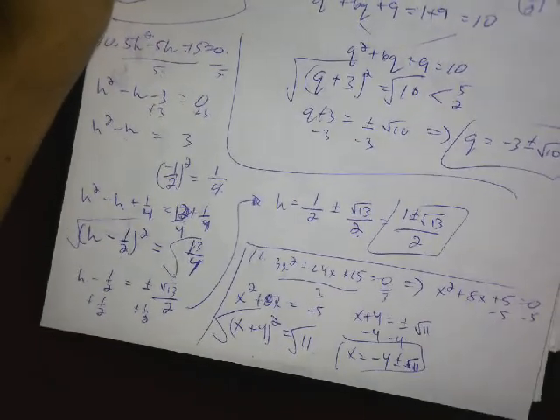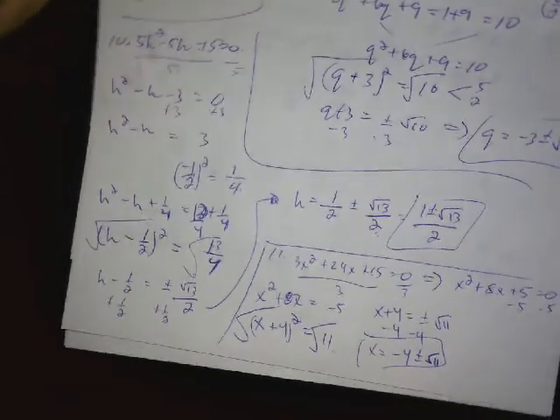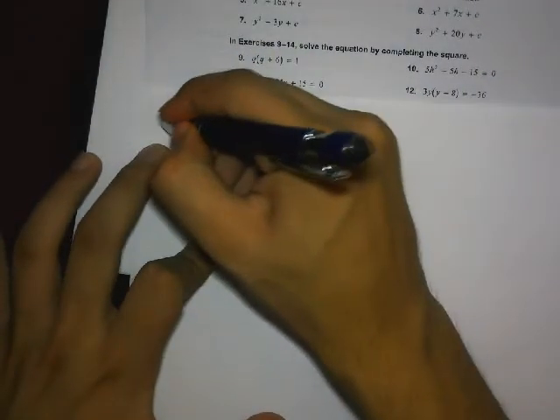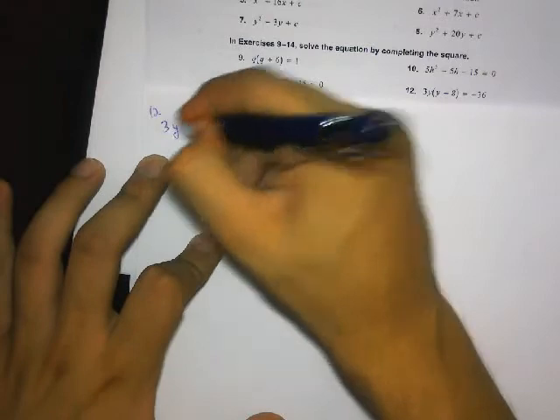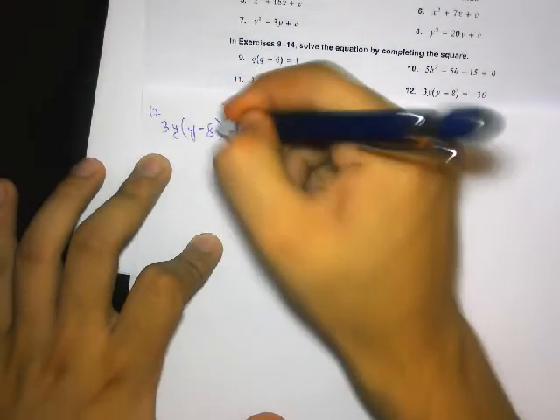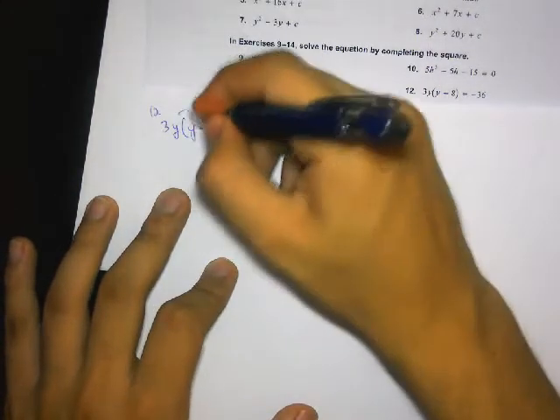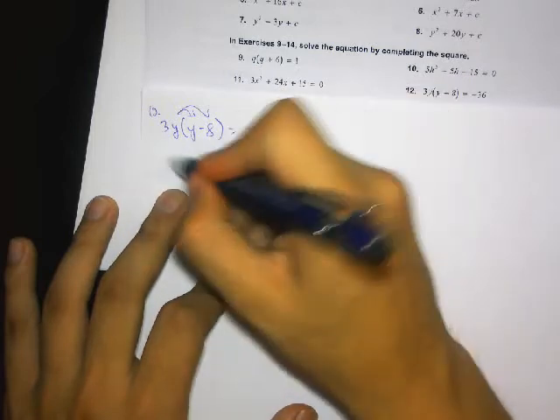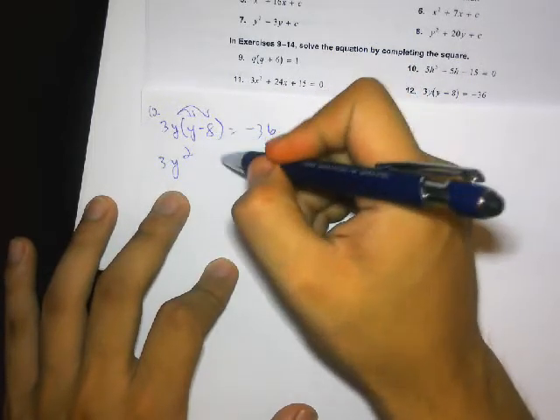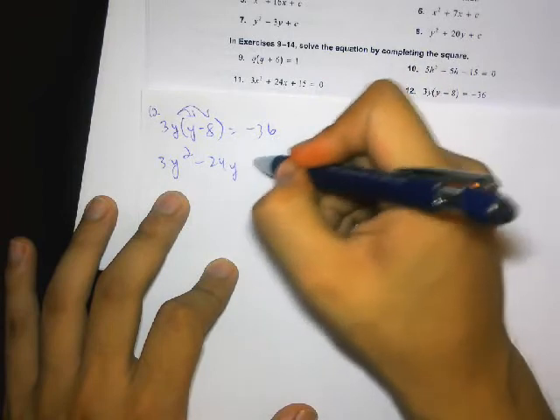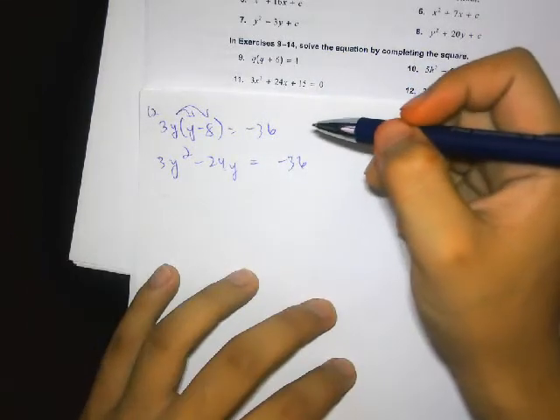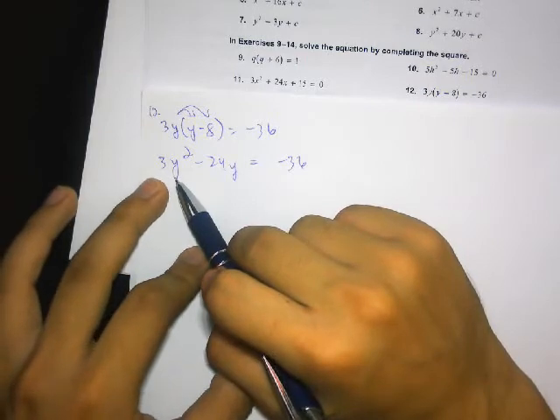3y times y minus 8 is equal to negative 36. Alright, we have to distribute out our factor here. So that's 3y squared minus 24y is equal to negative 36. Again, it's not 1, so we have to divide out that 3. Divide by 3. And I get y squared minus 8y is equal to 36 over 3 is 12, negative 12.